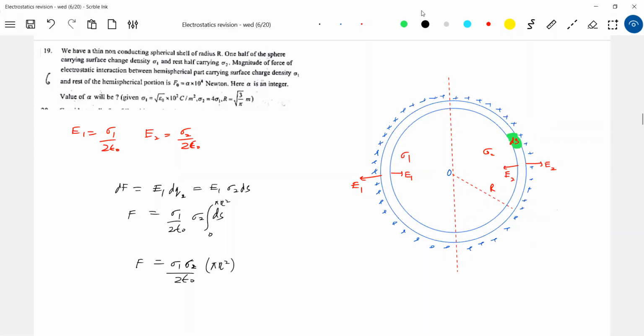Or else you should assume a circular strip here. Then the force experienced by the circular strip due to the field produced by the other hemispherical shell, integrate, solve it, you'll get the same answer. This is a shortcut method I'm just projecting here. If sigma is the same on either side, you'll get back the original answer, q square by 32 pi epsilon naught r square, if you check it.